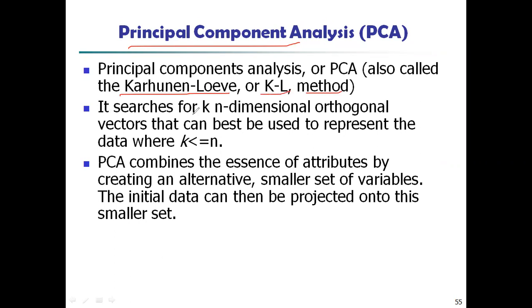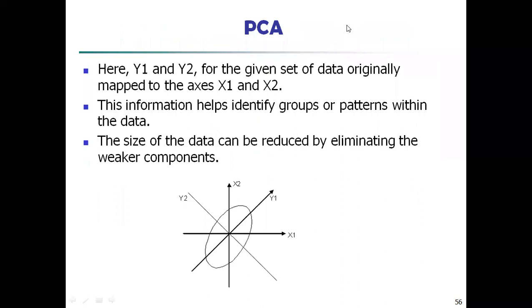It searches for k n-dimensional orthogonal vectors that can best be used to represent data, where k is less than n, which means this principal component method is used to represent the data in the given format. What is this format and how are we going to compress the data?